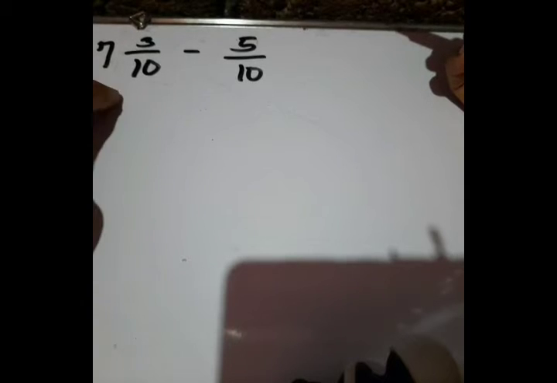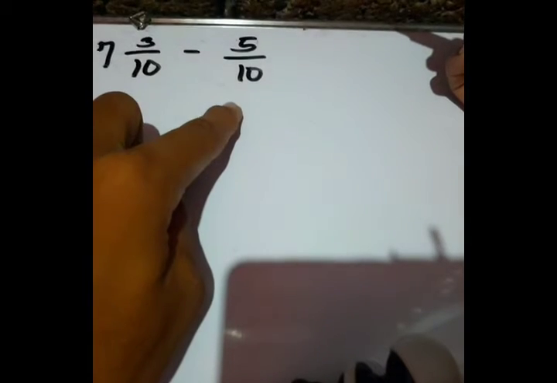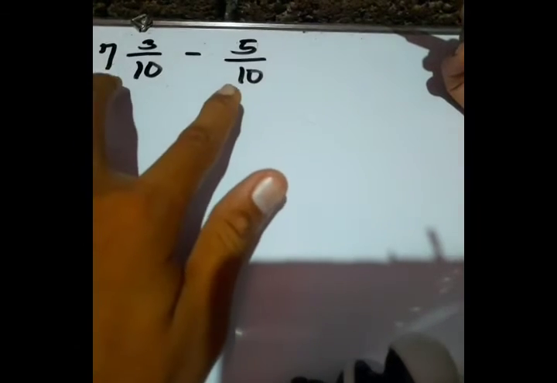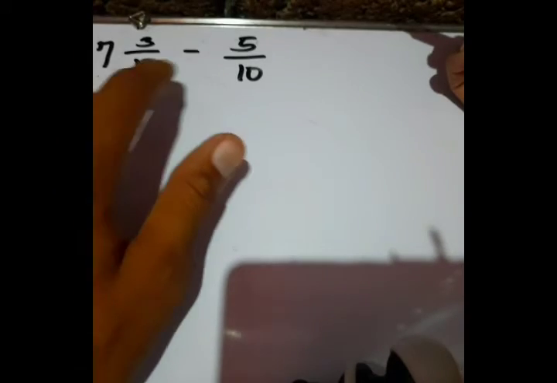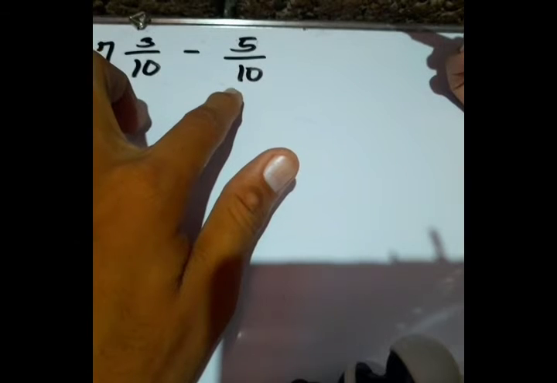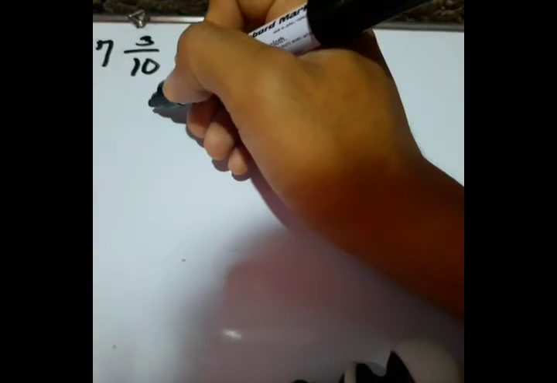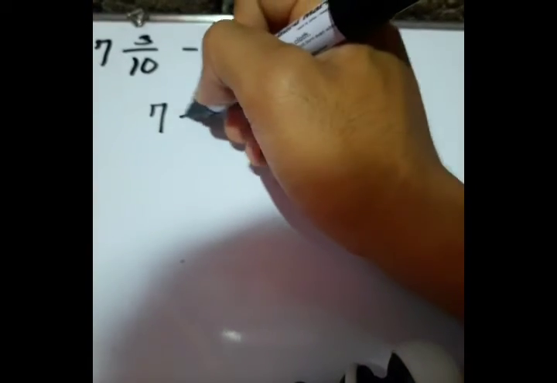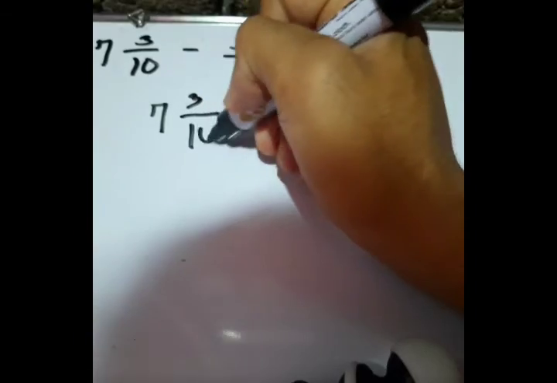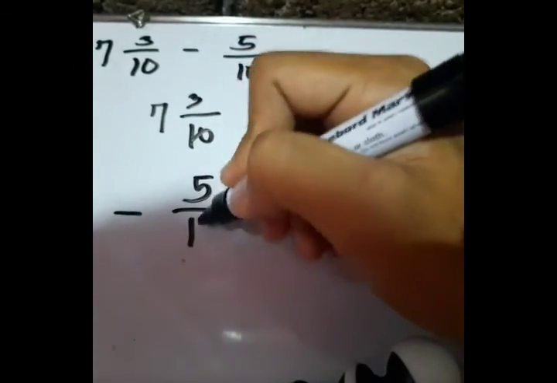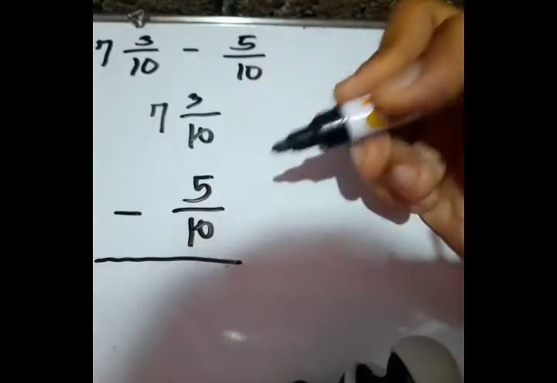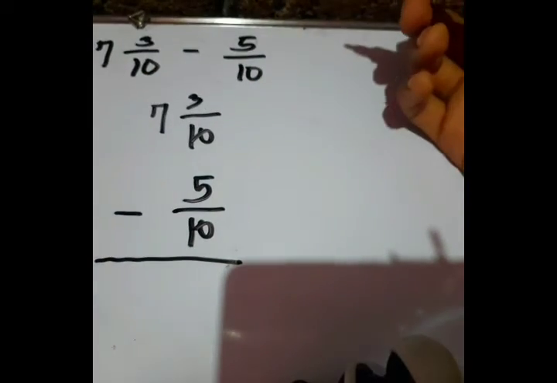So we have 7 and 3/10 minus 5/10. The difference between these two fractions is that this one is a mixed fraction while this one is just a proper fraction. But we will do the same thing as what we have done earlier. So we will arrange this one vertically. So we have 7 and 3/10 minus 5/10. Okay, so as I have said, we will do the same thing.